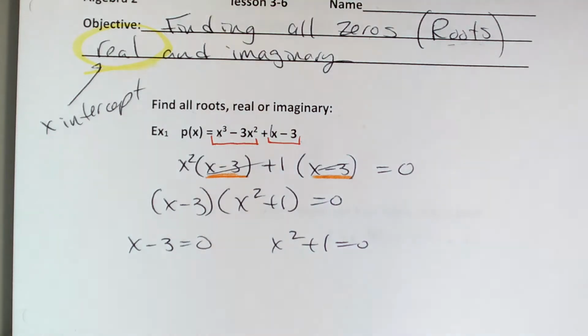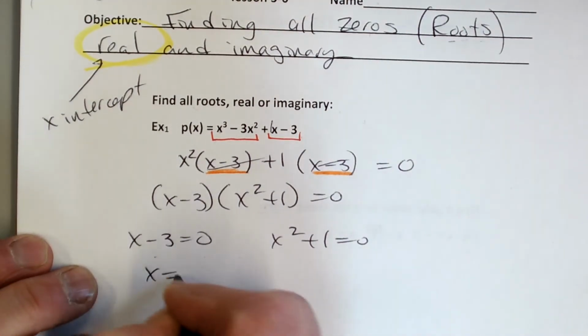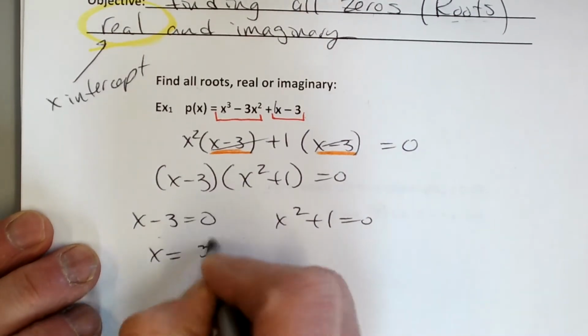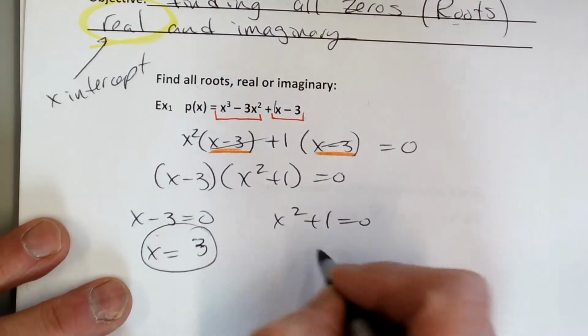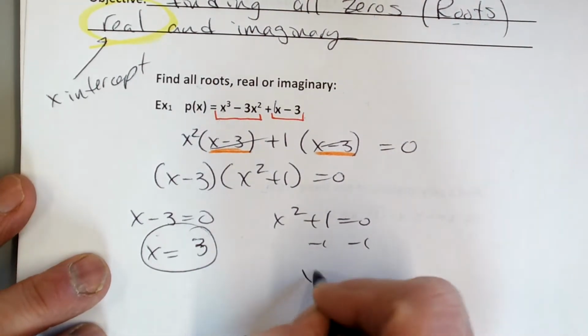Okay, back to this. Plus 3, plus 3. Absolutely. Hey, square root of negative 1. We're going to go imaginary. Minus 1, minus 1. x squared equals negative 1. You guys agree? Are you with me?